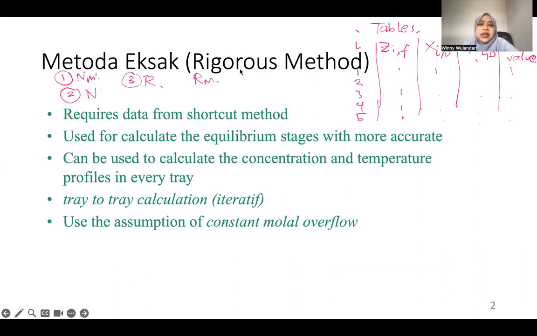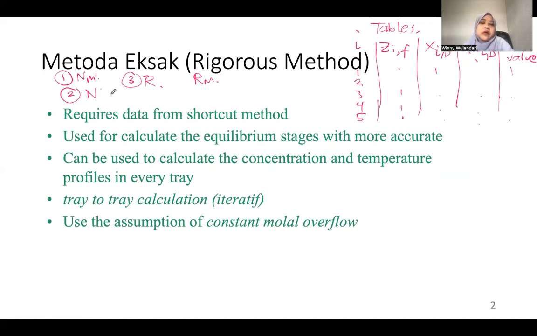Okay, so in this one here, let's just review a little bit how to calculate the distillation stages. In the shortcut method, we calculate the Nm using the Fenske method, and then we calculate the Rm as well using the Underwood method, and then we can get the reflux ratio based on the specification that we have from the problem, and then we can get the N or the number of equilibrium stages using a graph in the Gilliland correlation. So that one we can get all the data for the rigorous method.